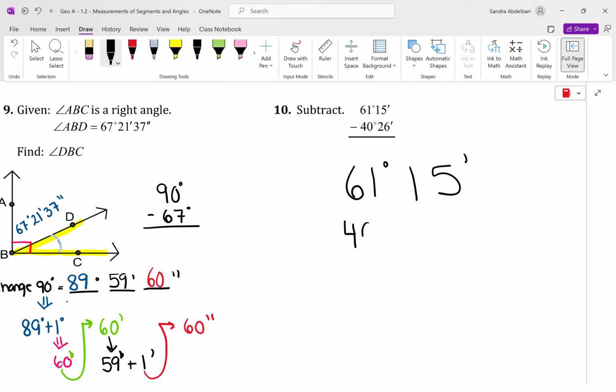Alright, I'm just going to rewrite this a little bit bigger. 61 degrees, 15 minutes, minus 40 degrees, 26 minutes. Alright, we have a little bit of a problem here. Can I take 26 away from 15? No. 26 is bigger than 15. And we're not dealing with negatives here. We don't have negative degrees or negative minutes or negative seconds. We don't deal with negatives. So I'm going to have to borrow.